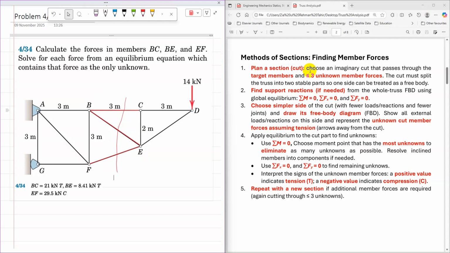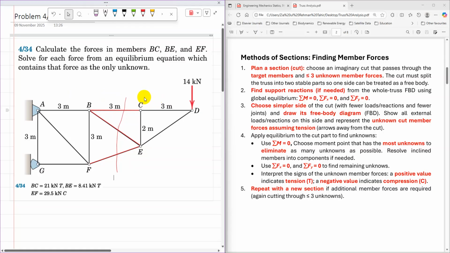So, the steps to find member forces using the method of sections: we need to plan a cut that passes through the target members. The target members are BC, BE, and EF. And on the cut, there must be three or fewer unknown forces. And the cut is going to split the whole truss into two stable parts.